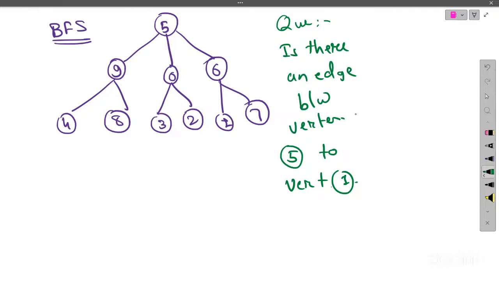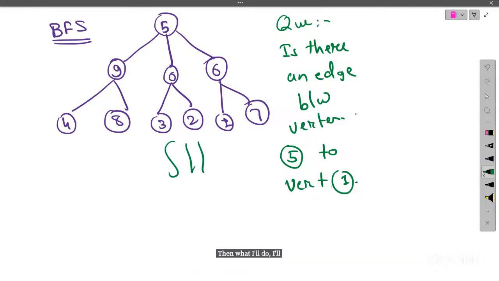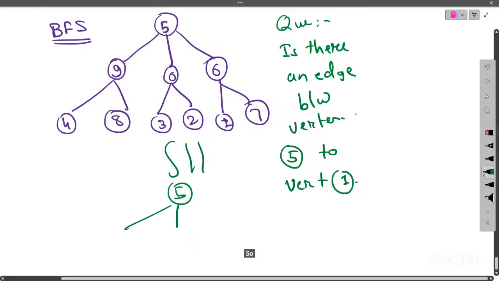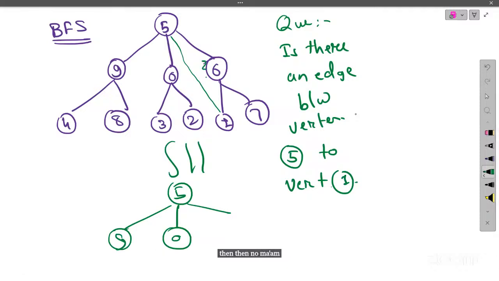Suppose in my original graph, the graph which represents this BFS tree is nothing but this graph. Hello ma'am, is it asking for a directed or undirected graph? Directed. Is there a direct edge from this vertex? No ma'am, there is no edge.